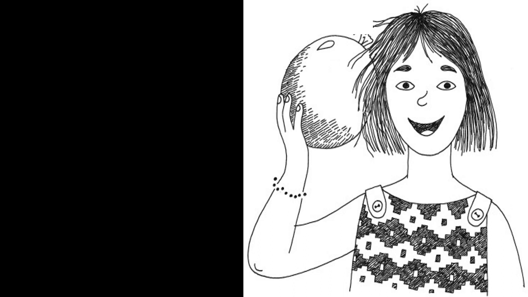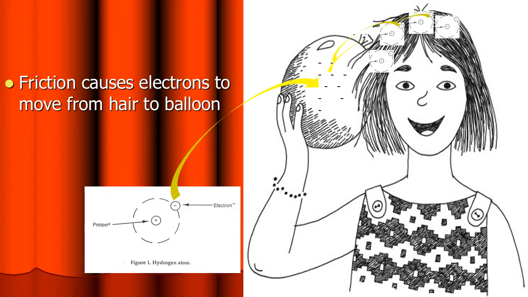Well, this can be surprisingly simple, actually. There's no real magic going on here. Basically, you have probably all rubbed a balloon on your head, right? And noticed that it sticks to your head, or it makes your hair stick up, or it'll stick to the wall. Well, how does that work? First of all, friction causes the electrons to move from your hair to the balloon.